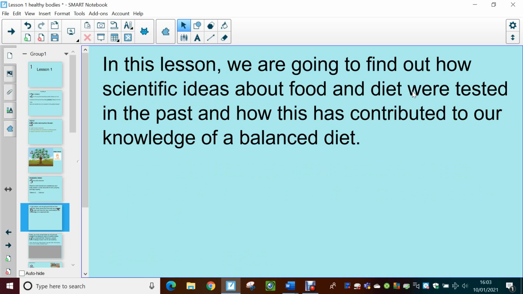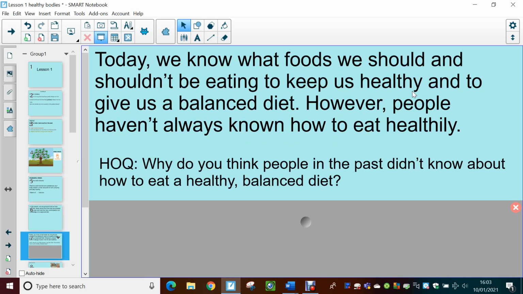So today we're going to find out how scientific ideas about food and diet were tested in the past and how this has contributed to our knowledge of a balanced diet. Today, we know the foods we should and shouldn't be eating to keep us healthy and to give us a balanced diet. However, people haven't always known how to eat healthily.